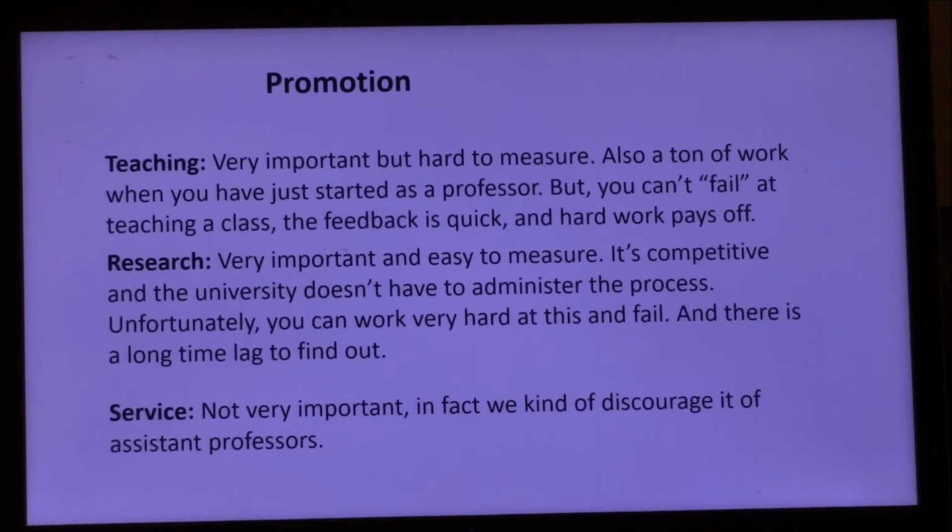It is extremely important. It is easy to measure, unlike teaching, because all we got to do is count up the articles. It's competitive. University doesn't have to administer the process, but as it says, you can work very hard at this and fail. And there's a long time lag to find out whether or not, well, okay, so here's what you do. You write up an article on something you're interested in.